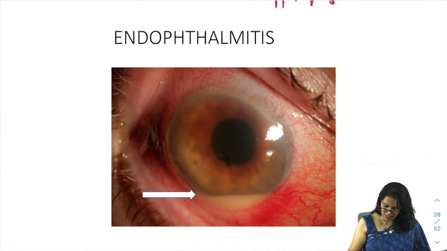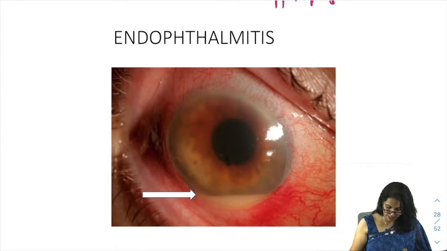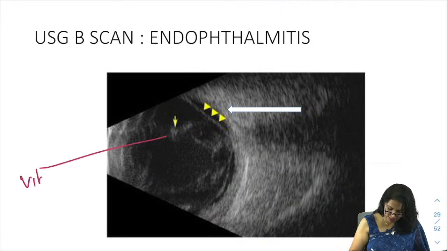Chalo, we come to this case with a mild hypopyon, corneal haze, conjunctival congestion. Ultrasound here shows vitreous exudate. This is what is vitreous exudates, and in this case even there seems to be retinal detachment.